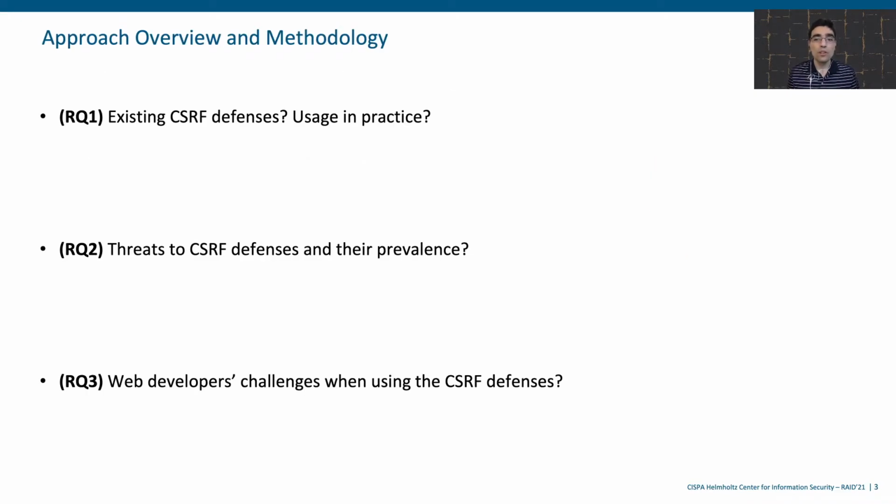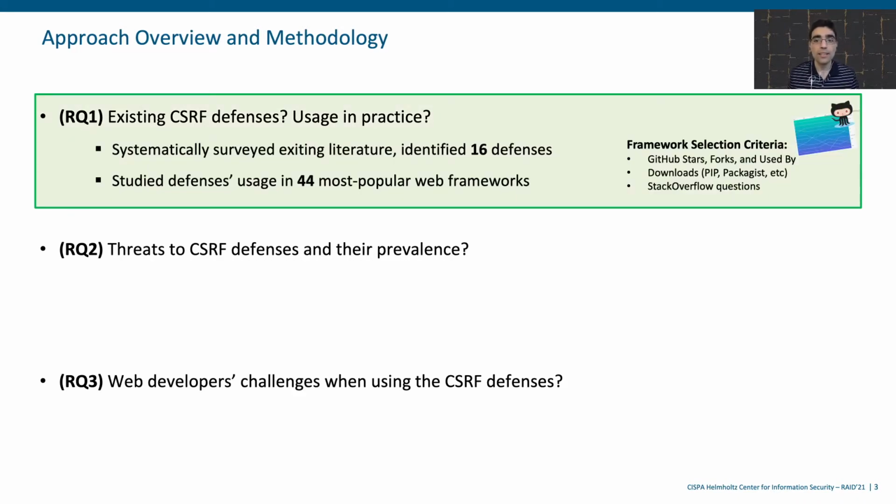To give you an overview of our approach, we first identified existing CSRF defenses by systematically surveying the existing literature. Then we studied the usage of these defenses in the 44 most popular web frameworks across 5 programming languages. The methodology for the selection of these frameworks is as follows. We first select the top 5 web programming languages based on the 2019 GitHub October's report, which is JavaScript, Python, Java, PHP, and C#.